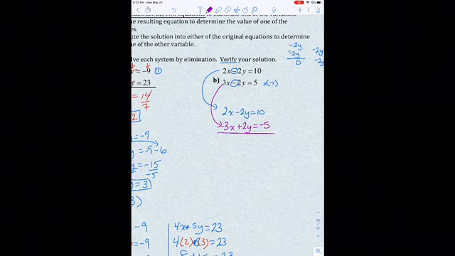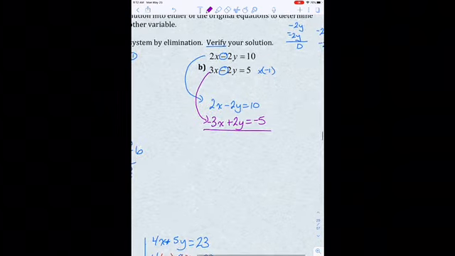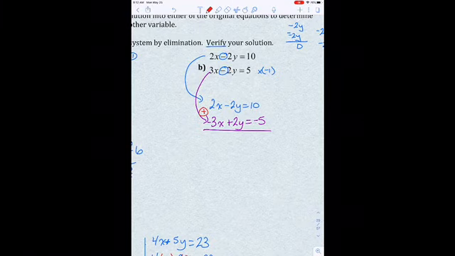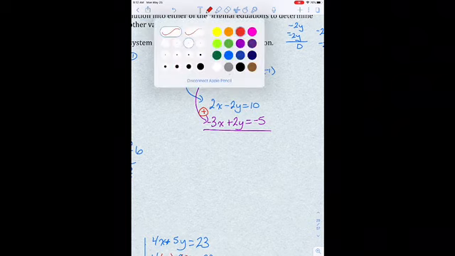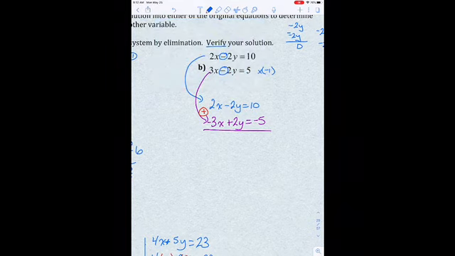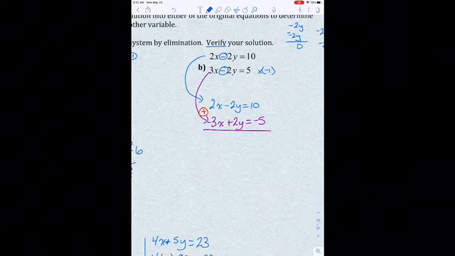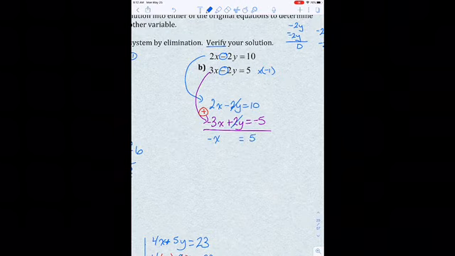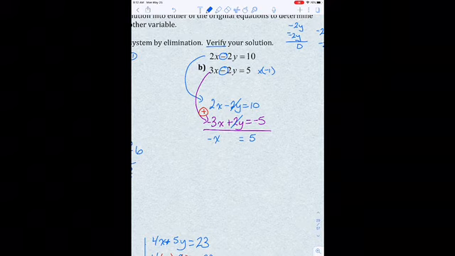Now what this allows me to do, I still have a few more negatives, but I'm adding the equations now instead of subtracting. And I do believe you probably agree that it's easier to add integers regardless of their signs than it is to subtract. So now I've got a 2x plus a -3x, which is a -1x. The -2y and the +2y cancel, and we're left with a +5. 10 plus -5 is 5.